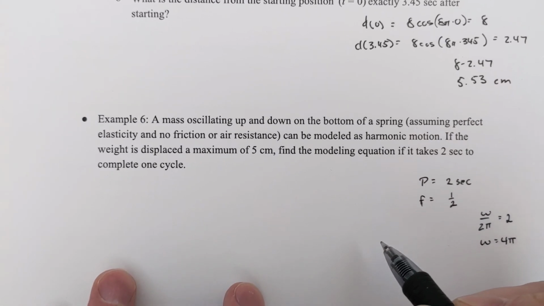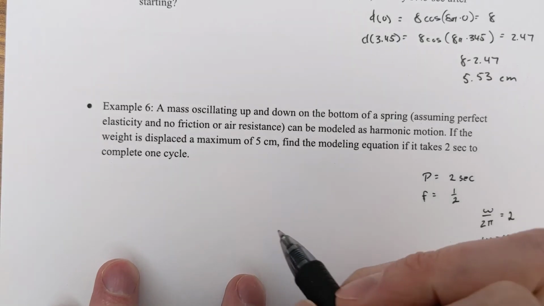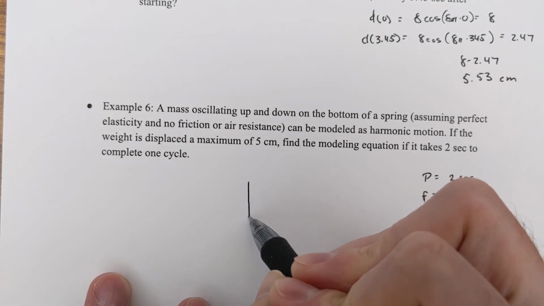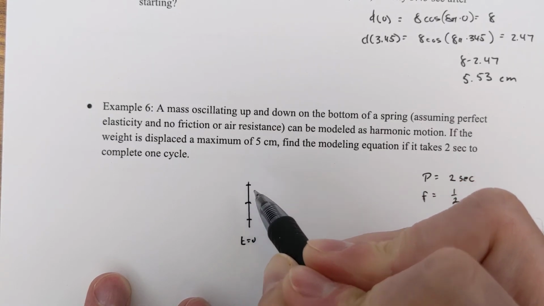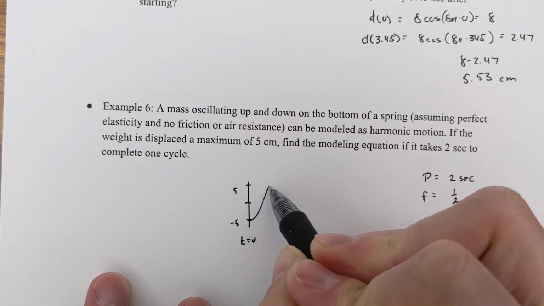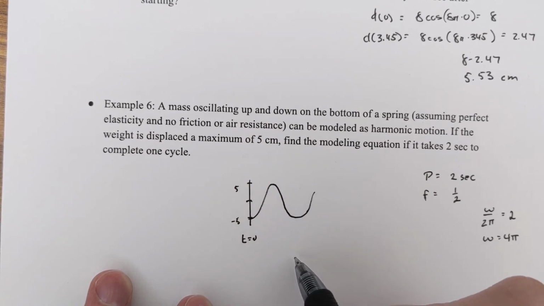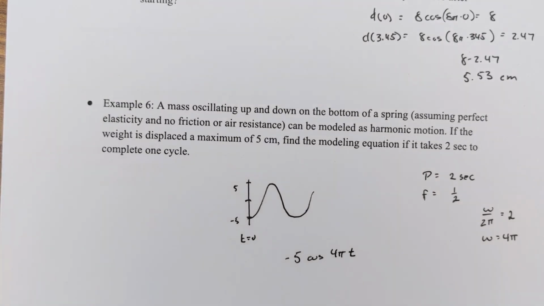So let's see here. It doesn't actually matter which one we use. So here's t equals 0. Displaced a maximum of 5, so it goes down to -5 and up to +5. So it goes down, pull it down, it goes up, comes down, and so on. So the amplitude is 5 cosine 4 pi t.